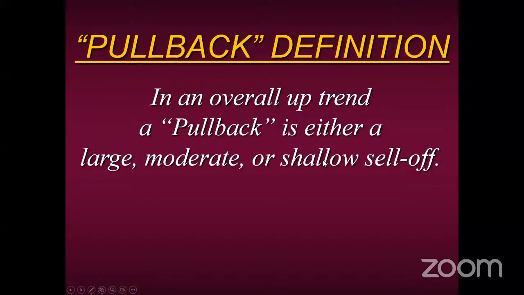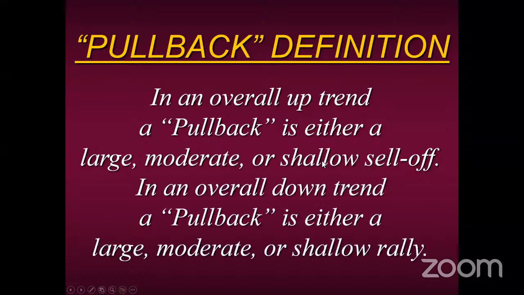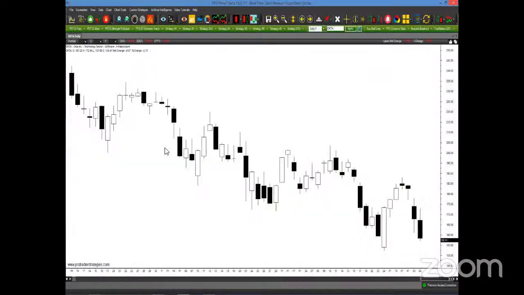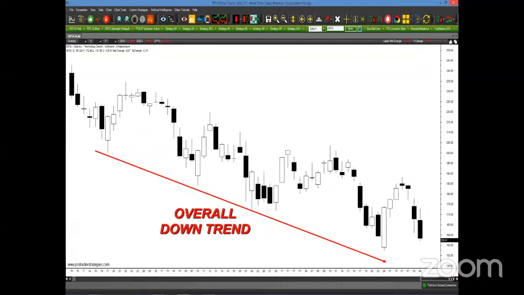Now, conversely, in an overall downtrend, a pullback is either a large, moderate, or shallow rally. So as we see here, the overall trend is down, lower highs, lower lows. Pullback traders like to sell at these higher levels to get the best possible prices.